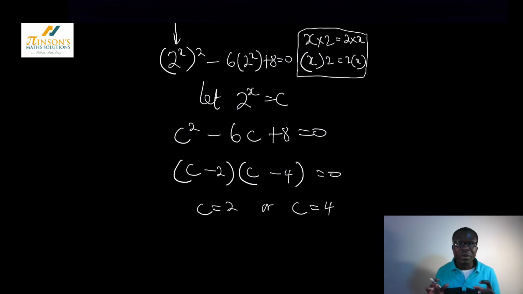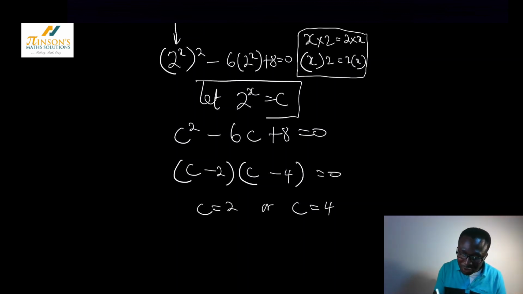Okay, now remember, I introduced C. You introduce your favorite letter. Your favorite letter could have been M, it could have been N, it could have been Y. You've got to go back to solve the question, because the question involved X and not C.